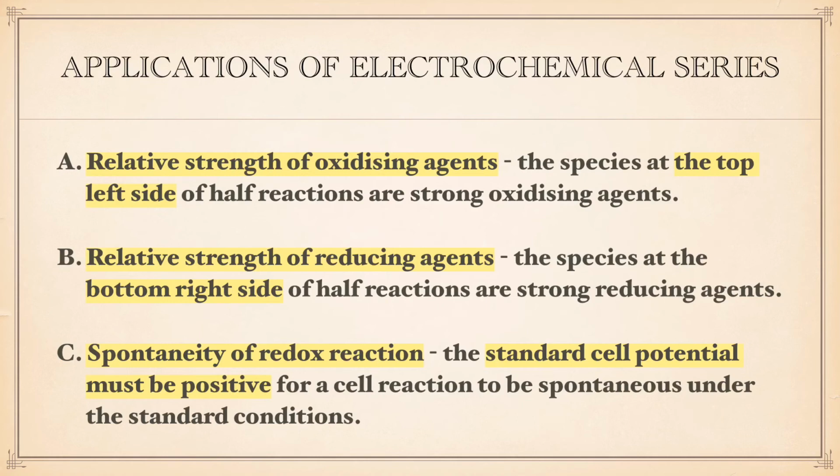Okay, now the last one, spontaneity of redox reaction. The standard cell potential must be positive for a cell reaction to be spontaneous. What is standard cell potential? E0 cell. So when you calculate E0 cell, what is the formula for that? E0 cathode minus E0 anode. So at the end, if the value is positive, I can say this is a spontaneous reaction. Okay, so we'll see one example based on this.